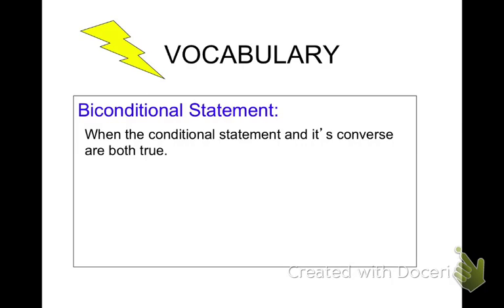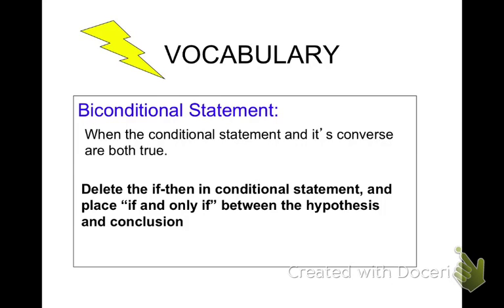and its converse are both true. So if the original statement is true, the converse is true, then you are able to write a biconditional statement. Now, how do we write a biconditional statement? This is how you write a biconditional statement.